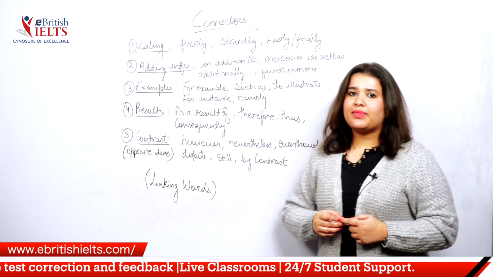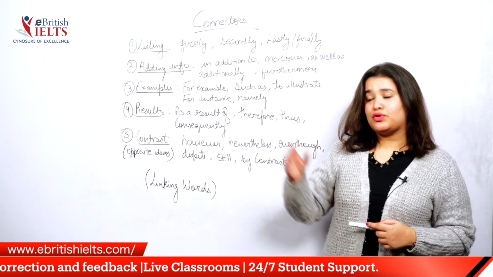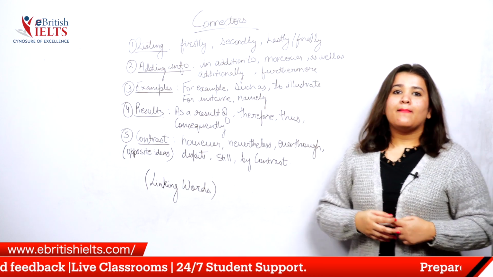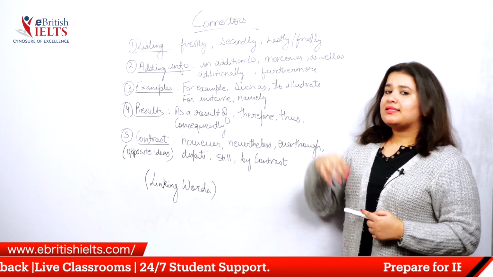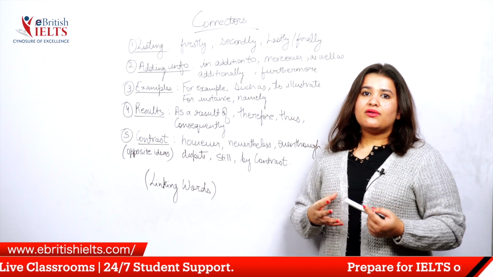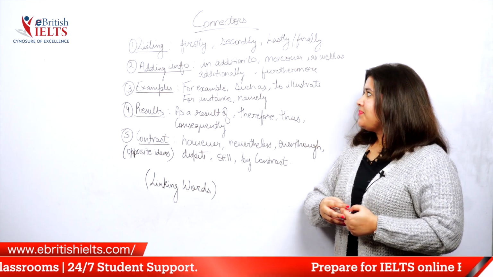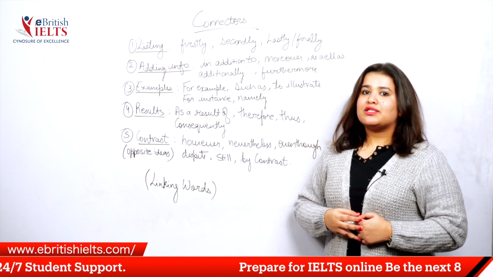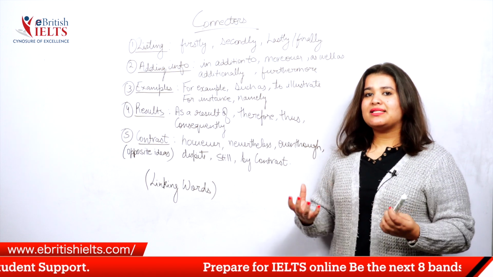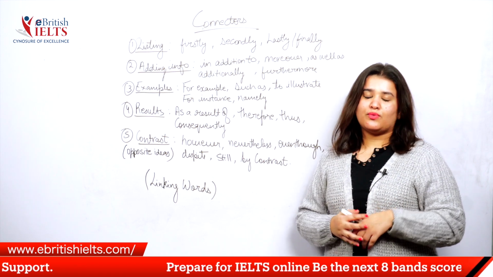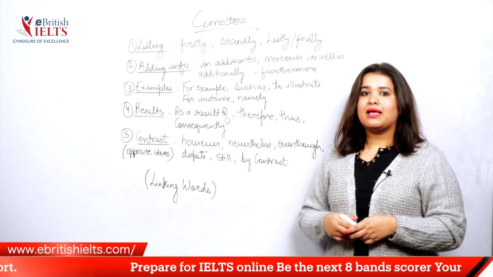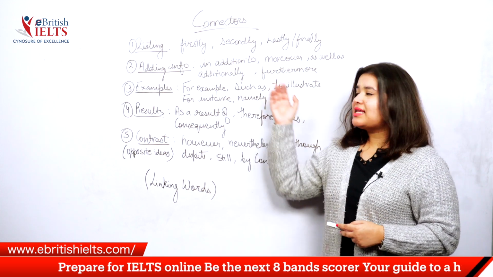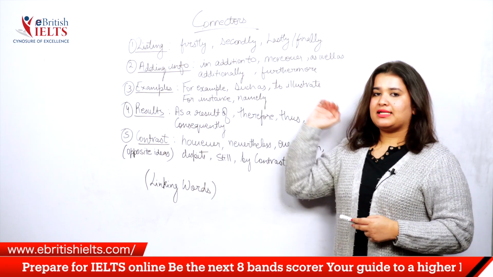If you're using this word in your writing task 2, you can say something like, pollution as well as overpopulation are the pressing concerns today. In addition to overpopulation, pollution is also a pressing concern. So this is how you're adding more information. You were already talking about overpopulation, but in addition to that, you're also talking about pollution over here. So this is how you use this set of connectors.